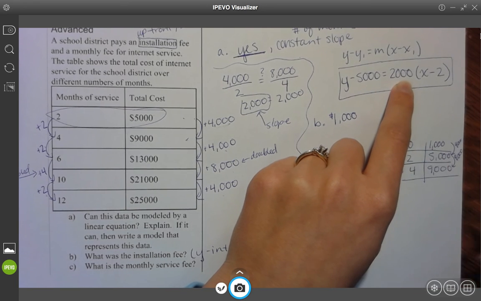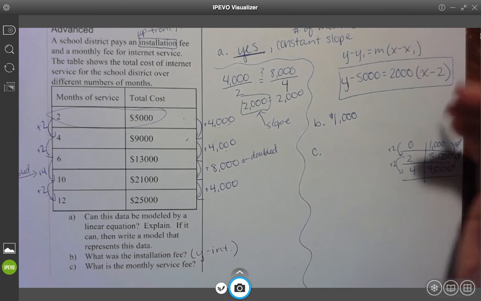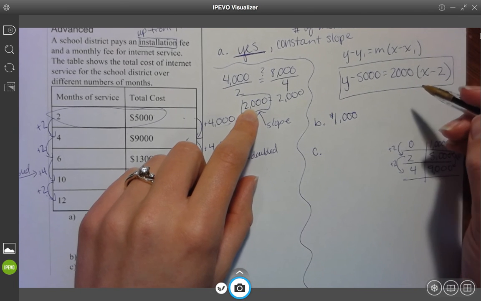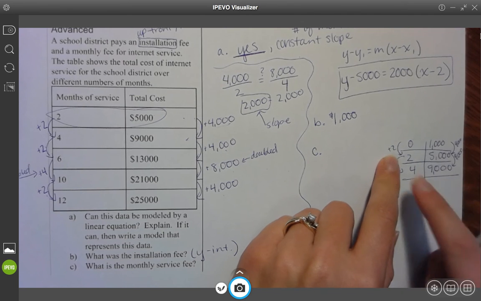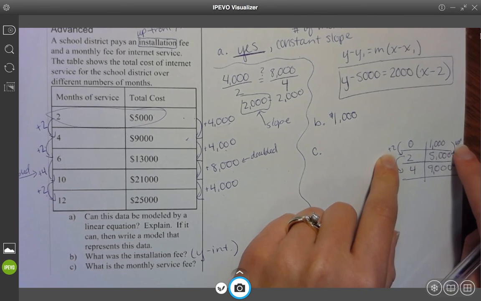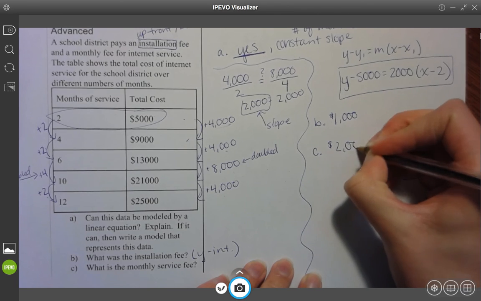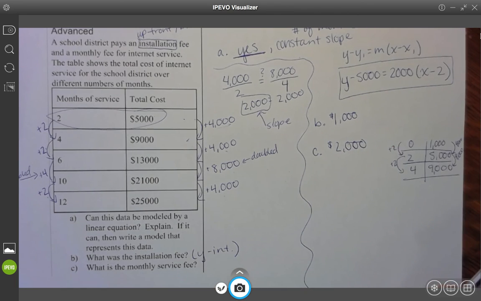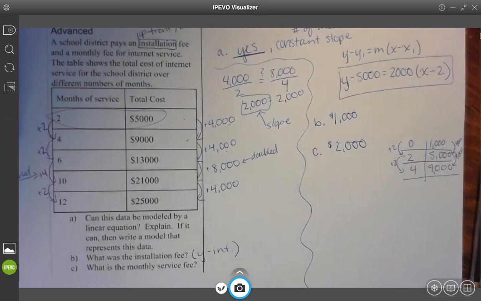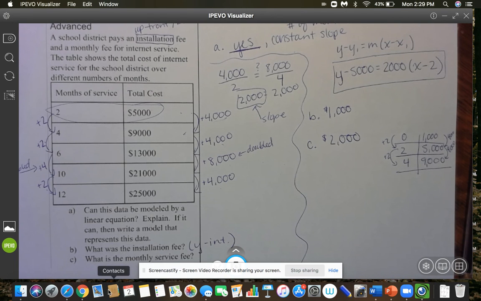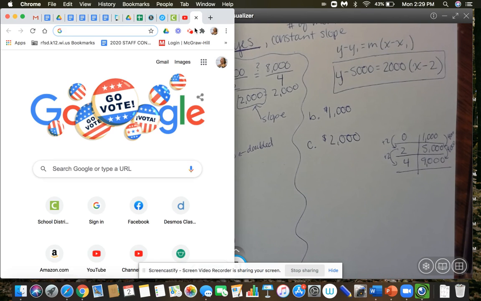Our slope is our rate of change. Every month, right? Our slope was 2,000. So every month we're paying $2,000. That makes sense because you said every 2 months we're paying 4,000. So our monthly service fee would be $2,000. All right. So hopefully that made sense. We can try to go through some in class together as well.